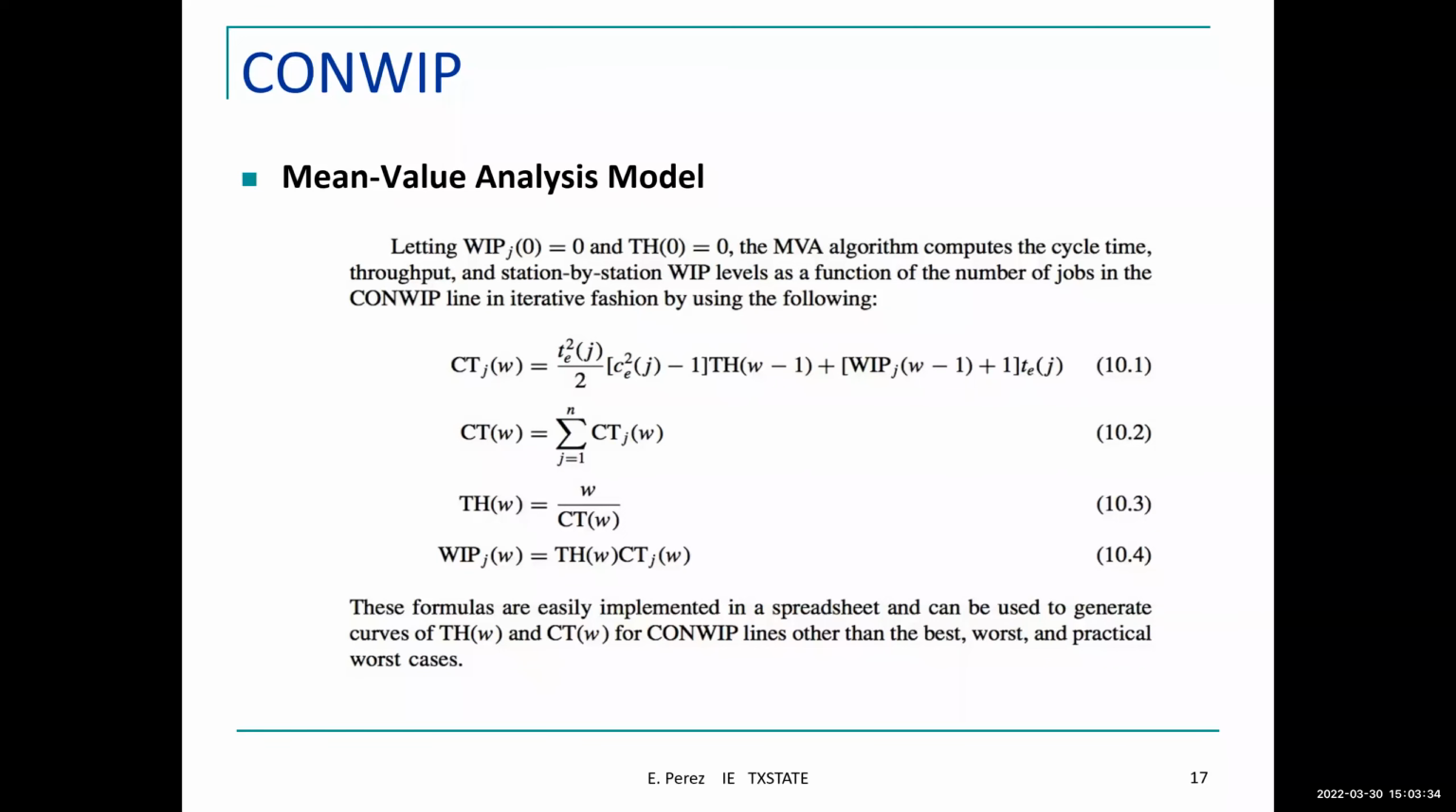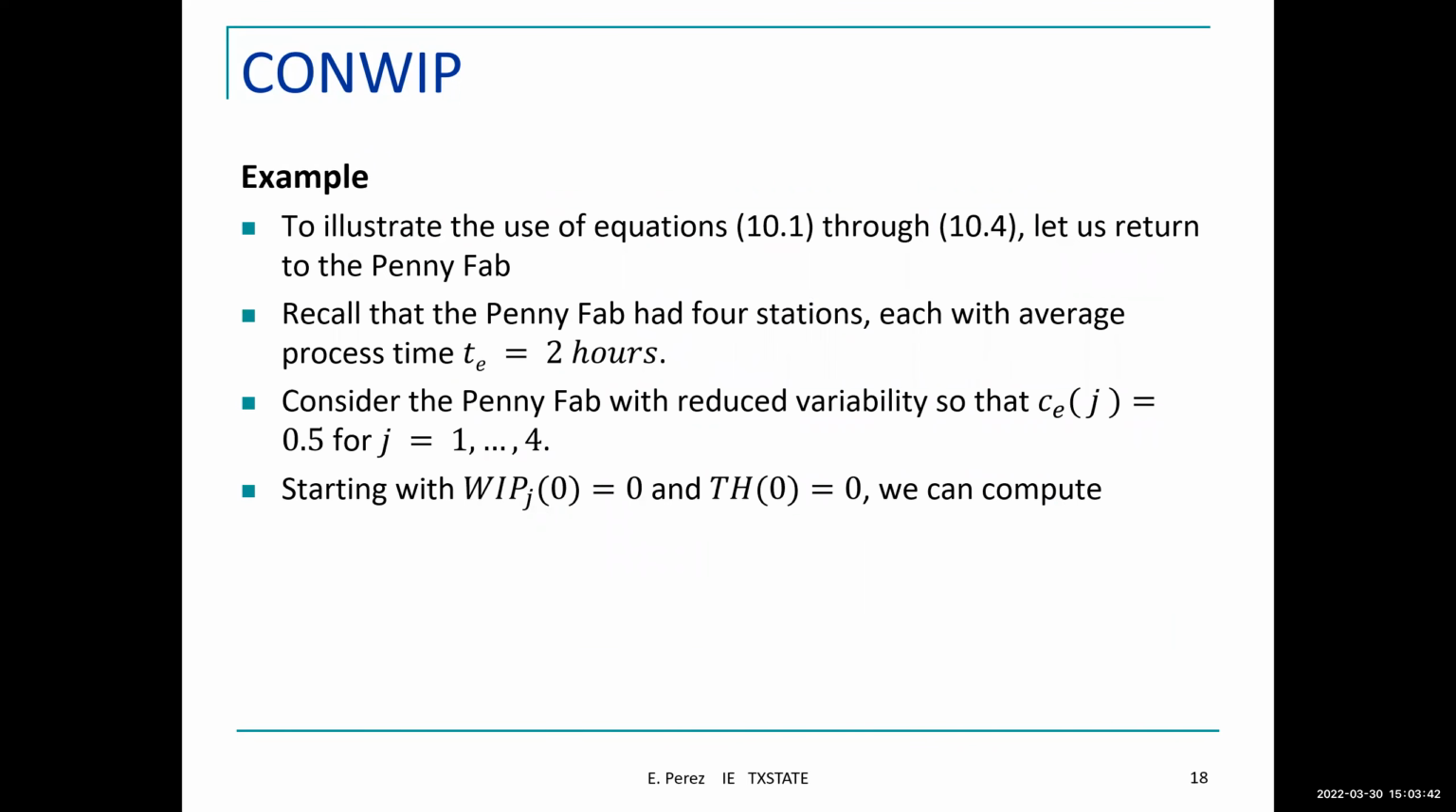And we can also generate these curves of throughput and cycle time for a line other than the best, worst, and practical worst case. So let's illustrate the use of equations 10.1 through 10.4 using the penny fab example. If you remember the penny fab, we have 4 stations, each with an average processing time of T equals 2 hours. And we consider the penny fab with reduced variability so that the coefficient of variation is equal to 0.5. And starting with WIPJ of 0 and throughput of 0, we can compute the following.